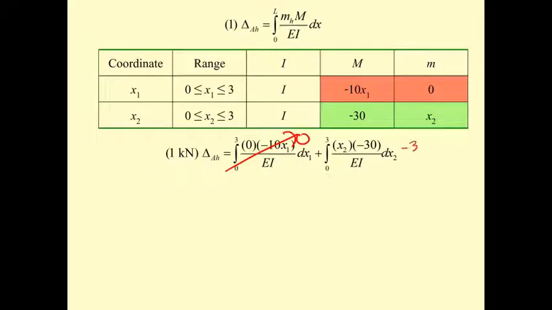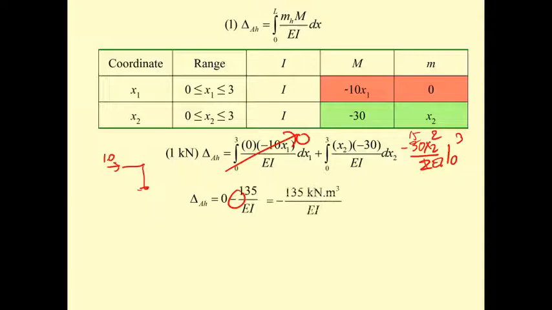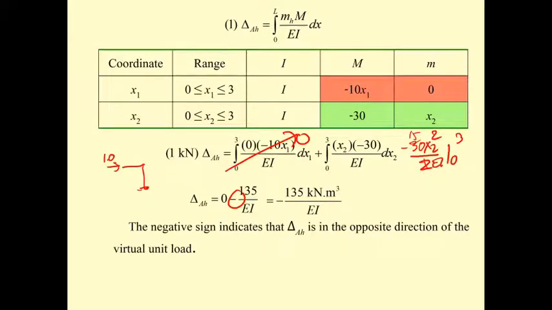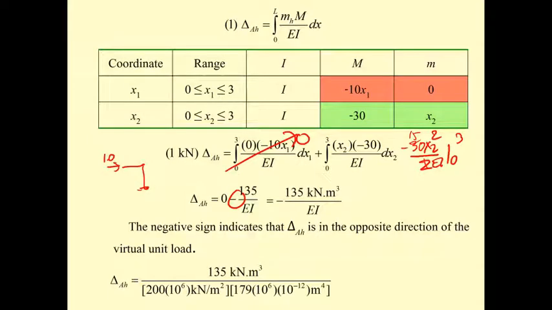So this one is minus 30 x squared over 2, from 0 to 3, times 1 over EI. This is going to be 15 times 9, so minus 15 times 9, minus 135 divided by EI. Minus means what? It means the direction that you pushed the 1.0 unit load in is wrong. So actually it's in the opposite direction. It's going to be on the left.